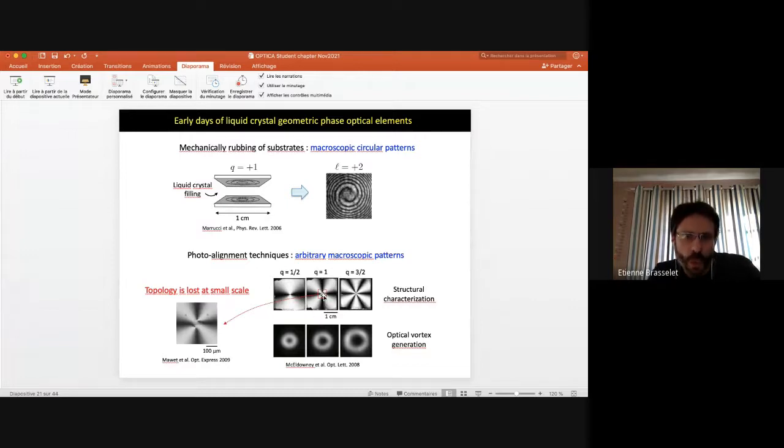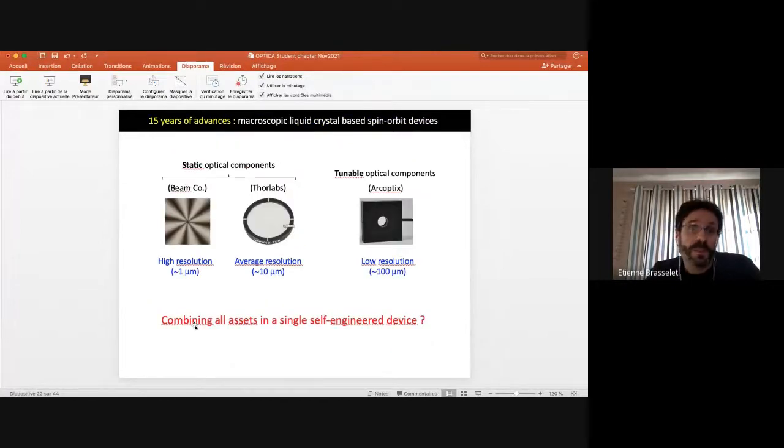However, if you look closely at small scale, not at the centimeter scale but at the micron scale, so here the distance between the two is roughly about 100 microns, so this was 10 years ago, the topology is lost at small scale, which means that the quality of the charge here is very hard to define and to print with a good quality. But this was 15 years ago.